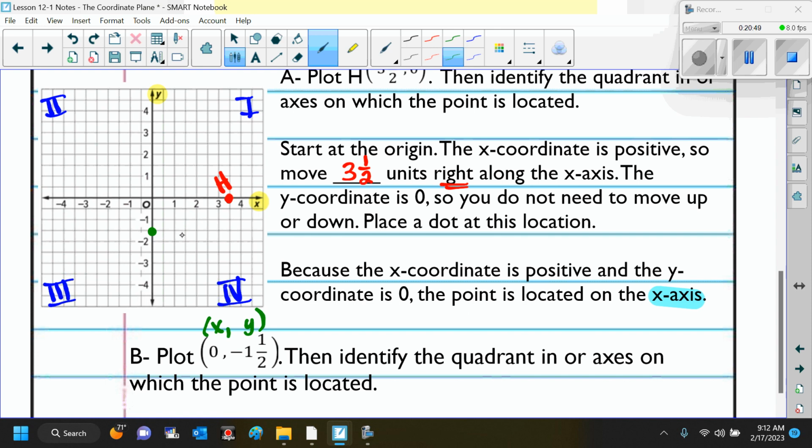So that is, oh, I didn't even name this one. Let's call this point J. Okay? And, of course, which axis is it? It's not in a quadrant, so now it's going to be on one of these lines. So this is on the y-axis. On the y-axis. Good.